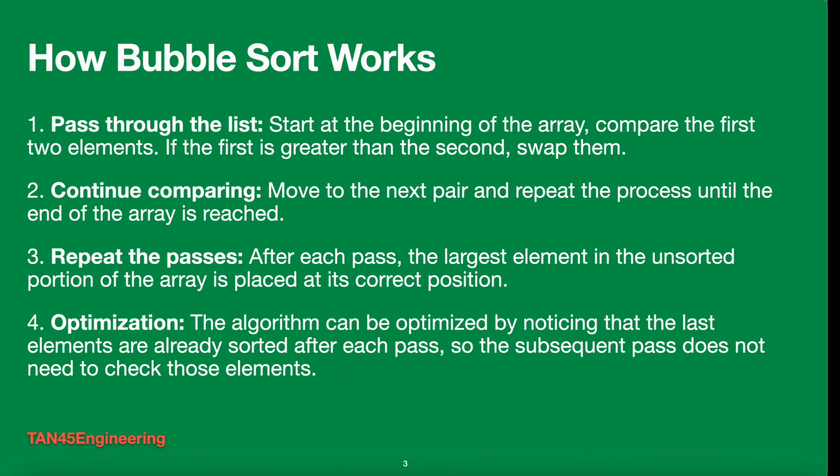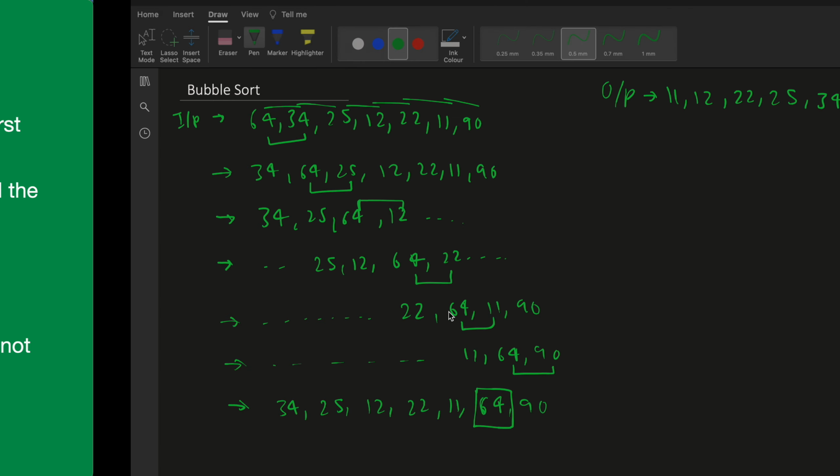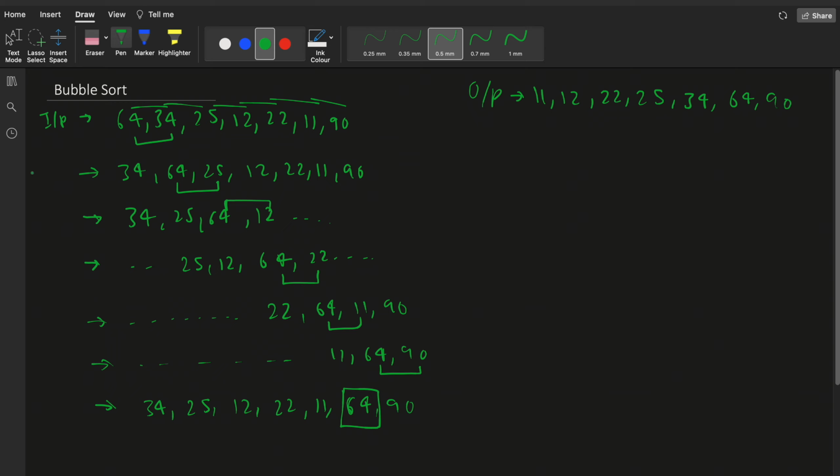Now repeat the passes. After each pass, the largest element in the unsorted portion of the array is placed at its correct position. So you have to understand that this complete process was pass 1, and at the end of pass 1, the largest element reached its correct position. So let's start with pass 2.